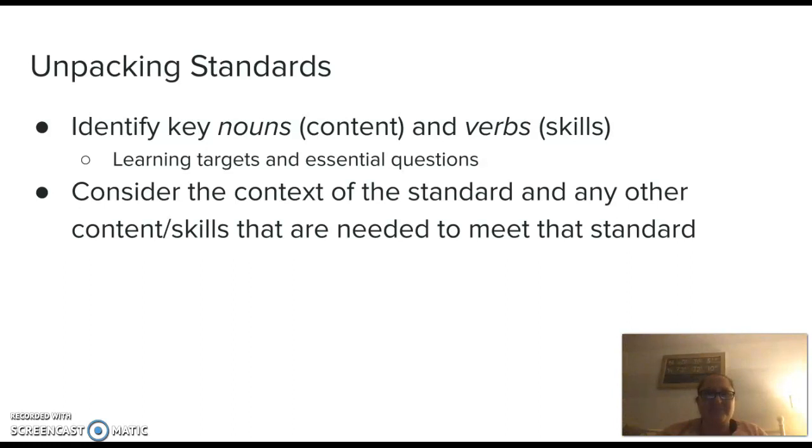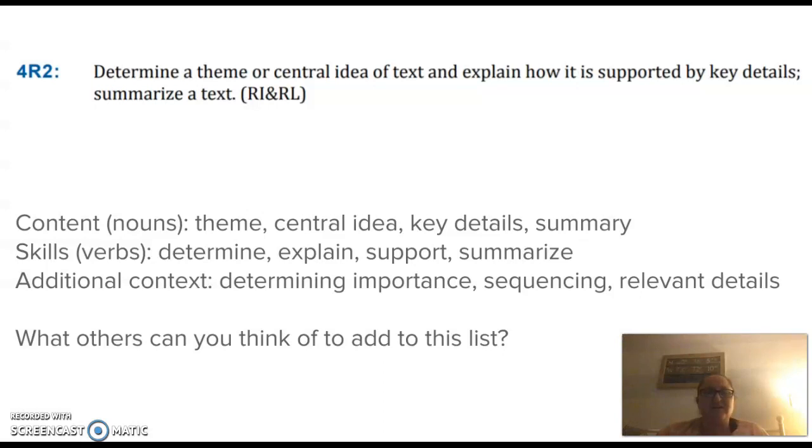Sounds familiar, right? So it's really important to consider the context of the standard, meaning, are there prerequisite skills that if a student does not have them, they won't be able to meet that standard? You have to think through those things, and that's why unpacking is so helpful. So just an example, this should look very familiar.